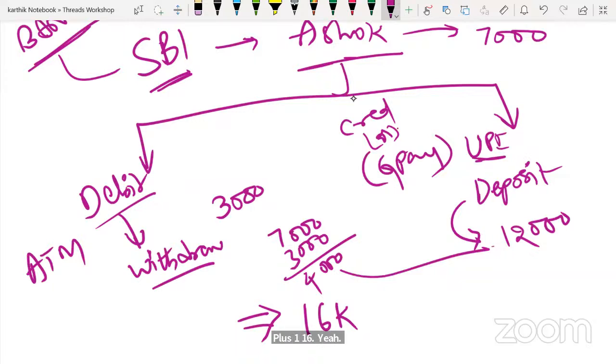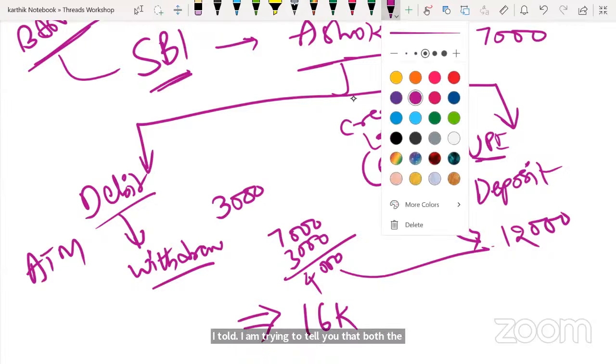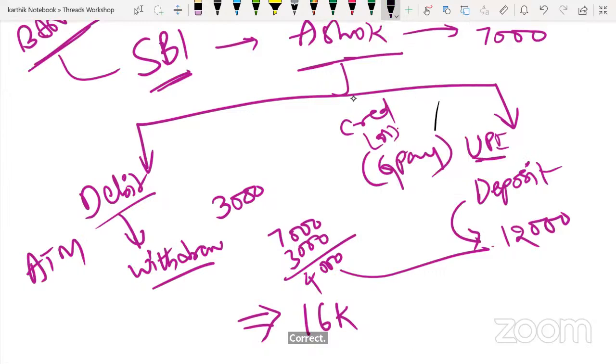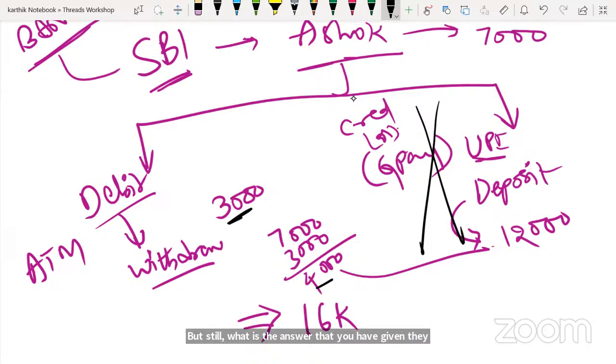I am trying to tell you that both the transactions are happening at the same time, correct? At a millisecond, at a nanosecond. But still, what is the answer that you have given? Both are happening at the same time, but you kept this on hold, correct? While calculating, you assume that first this is happening and this is waiting. And after this one, whatever the balance on top of this, you have performed this one, correct?